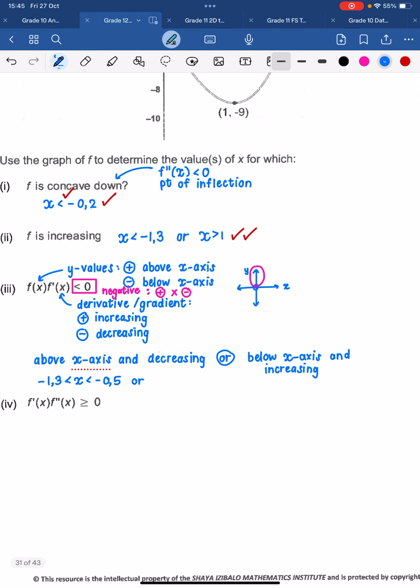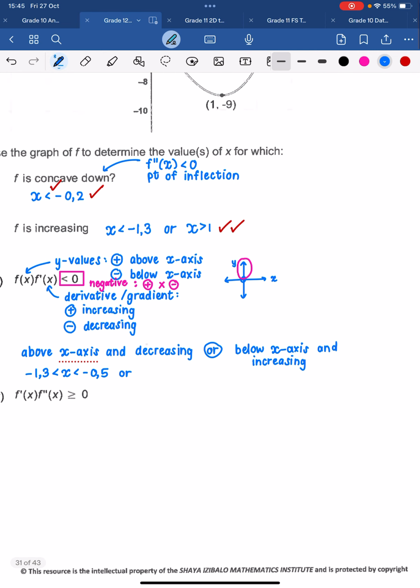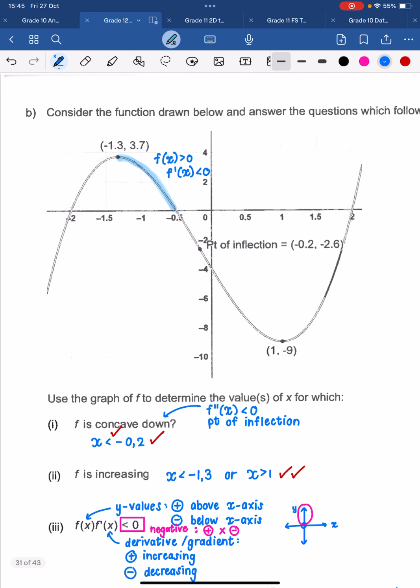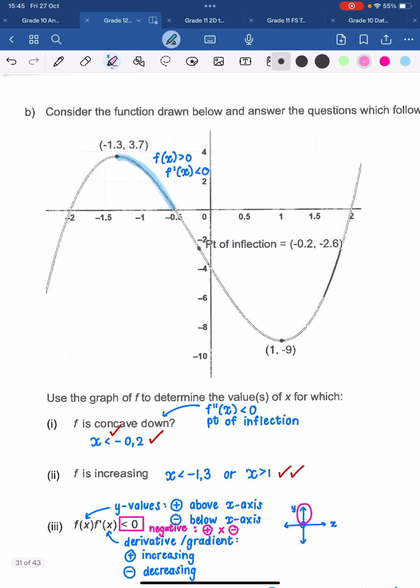Let's look at the other combination that I'm looking for here. I'm looking for where the graph is below the x-axis, that is where y is negative, and where it's increasing, so that's where the gradient is positive. Let's see if we have that. I'm going to use pink. Below the x-axis and increasing. There we have it, that first bit, right there.